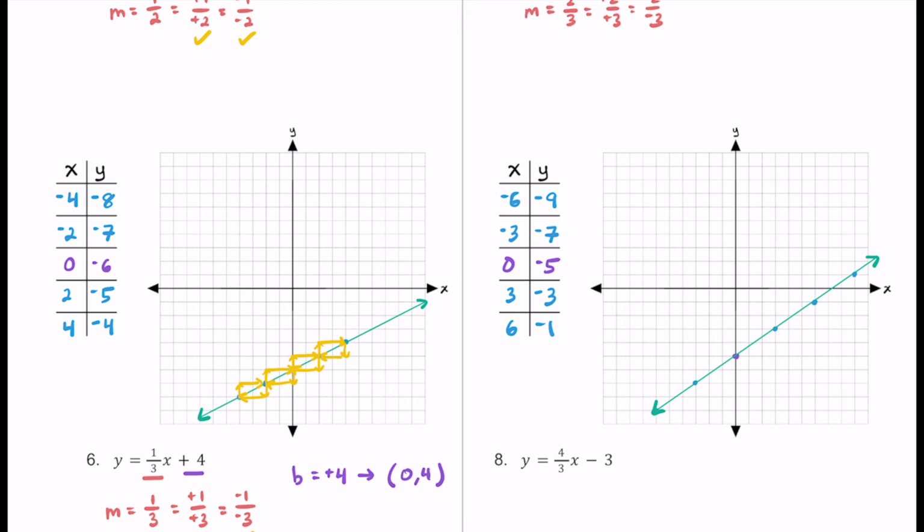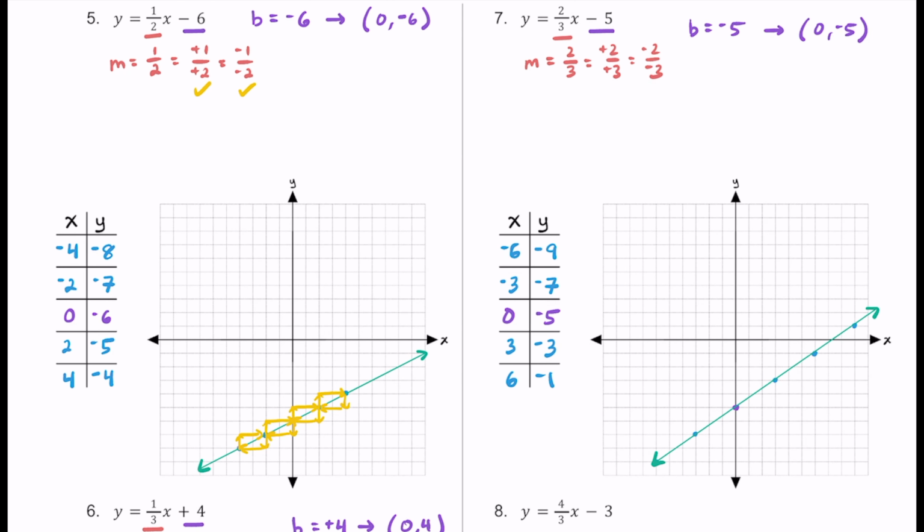Oh wait, let me go back real quick just to show the steps, right? So for this +2, +3, that's +2, that's +3, and so on up the line. And this one's the -2, -3. So -2, -3, down 2, left 3, down 2, left 3, down 2, and left 3. So there's our steps, okay?